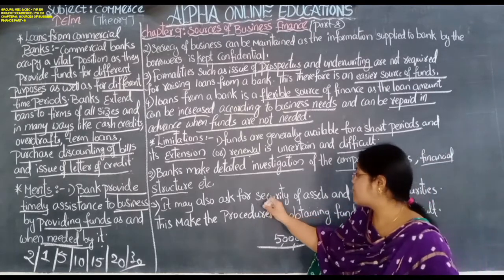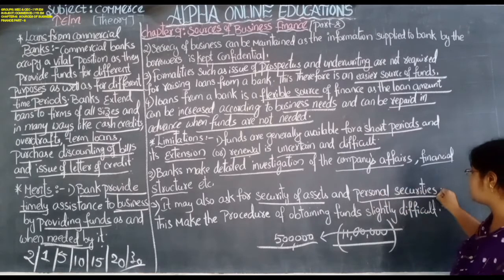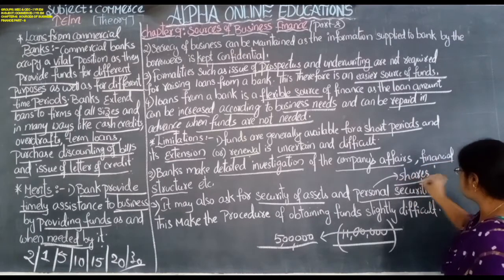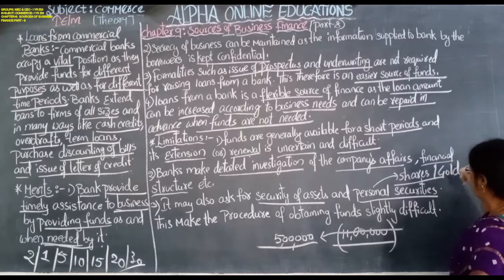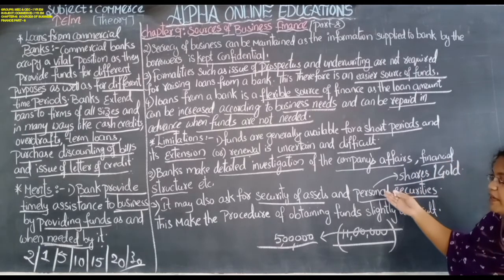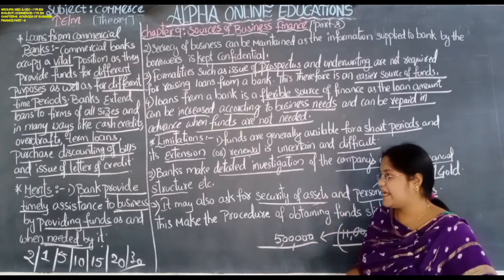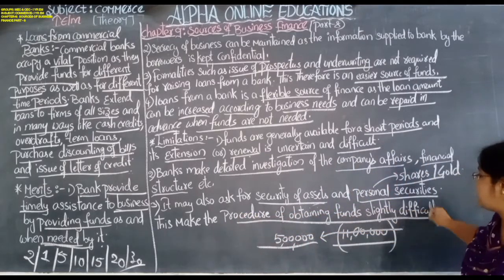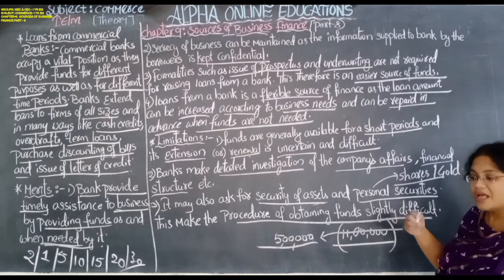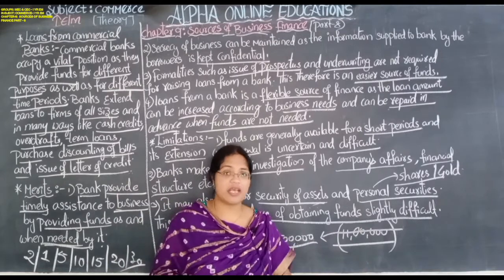The bank may also ask for security of assets, meaning we have to keep some assets under mortgage, and personal securities. Personal securities means we have to keep our shares, gold, etc. under security, or assets such as land, buildings, or machinery under the mortgage. These make the procedure of obtaining funds slightly difficult. By keeping all these things in mortgage, it becomes very difficult to raise funds from commercial banks, because the bank will not call you and say, come take the loan, I have a lot of money, I will give a loan to you.